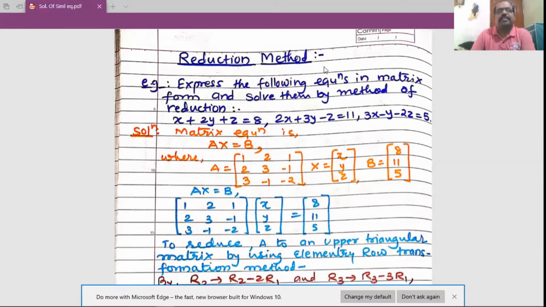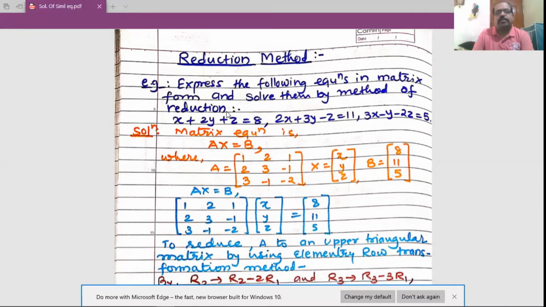That method is known as the reduction method. What we do in this type of method, we will see with one example. The question will be like this: express the following equations in matrix form and hence solve them by using method of reduction. It's one of the easiest methods of finding the solution of simultaneous equations.